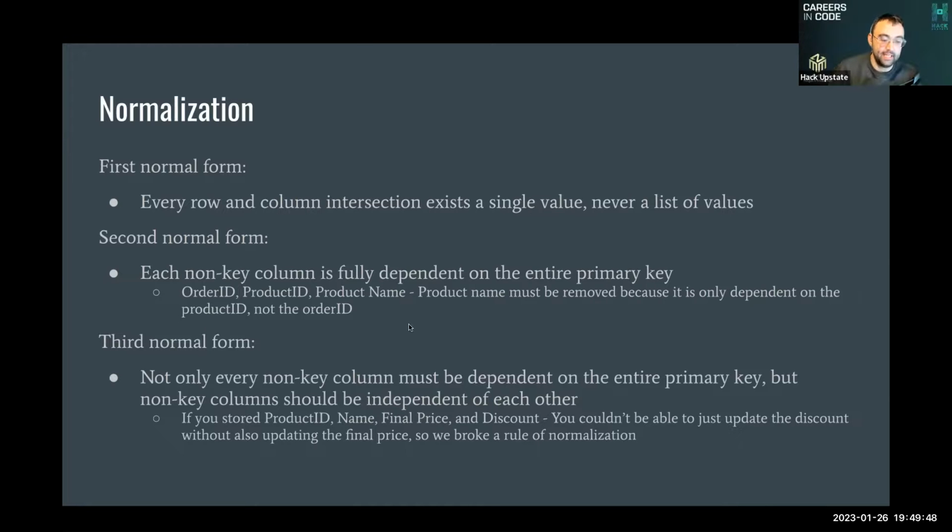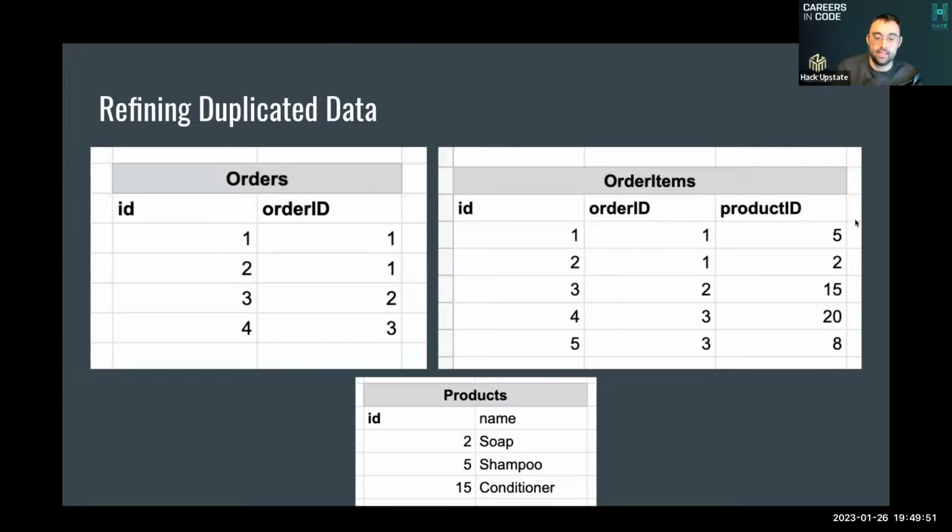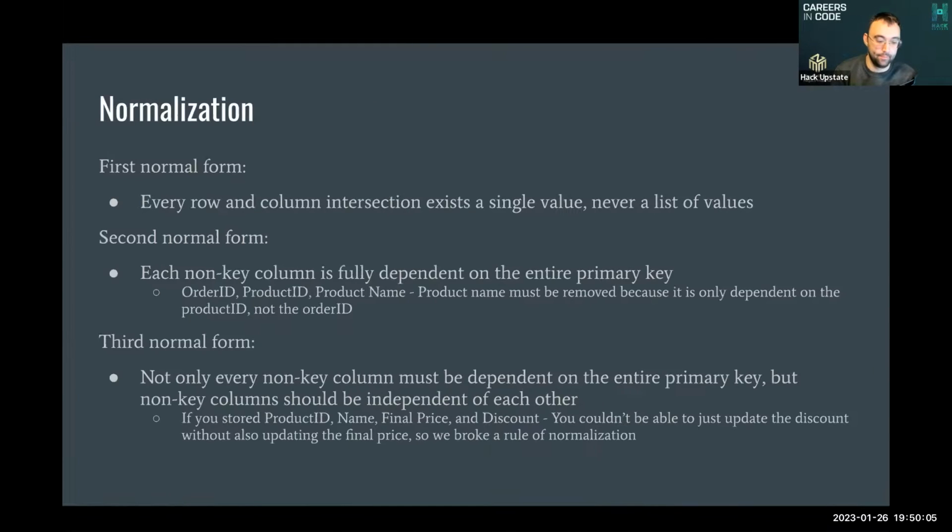So this is basically saying we're not allowed to put product name up here because the product name is also related to the product ID. And so the rule says, make that its own table, make relational data relationally designed in your database. Good on that one?